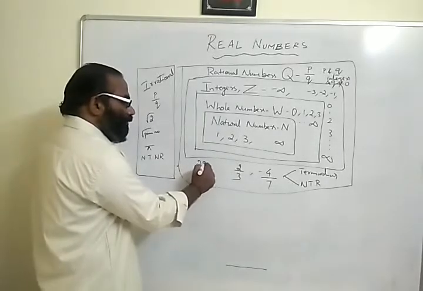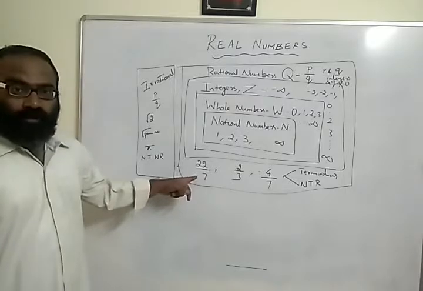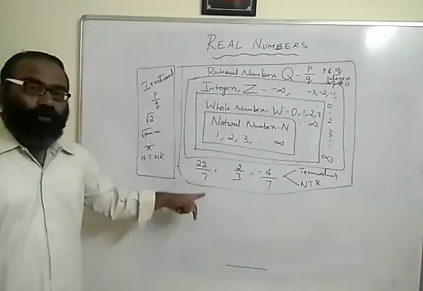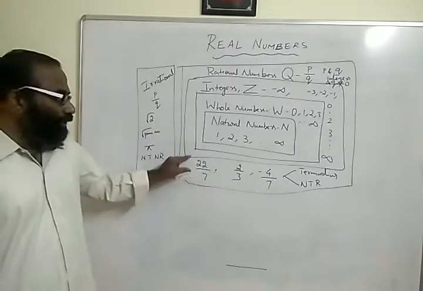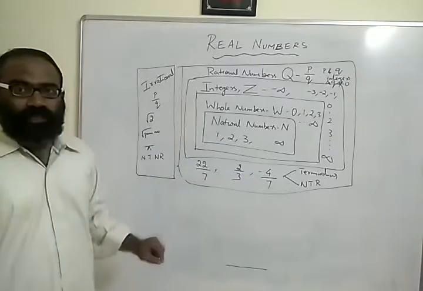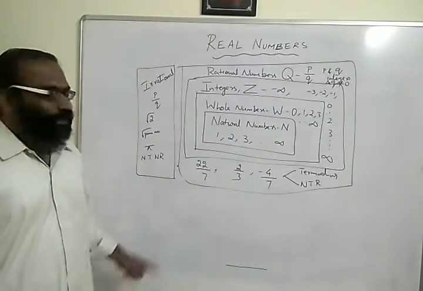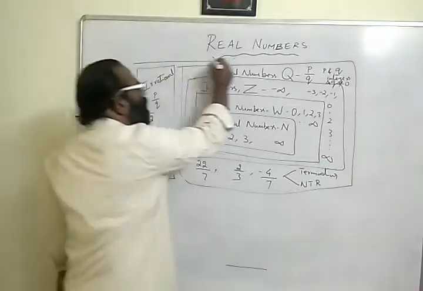22 by 7 is a rational number. It is not irrational. Although you think that pi is equal to 22 by 7, the exact value of pi is not 22 by 7. It is an approximate value. So 22 by 7 is actually a rational number, because 22 and 7 are both integers and 7 is not equal to 0.